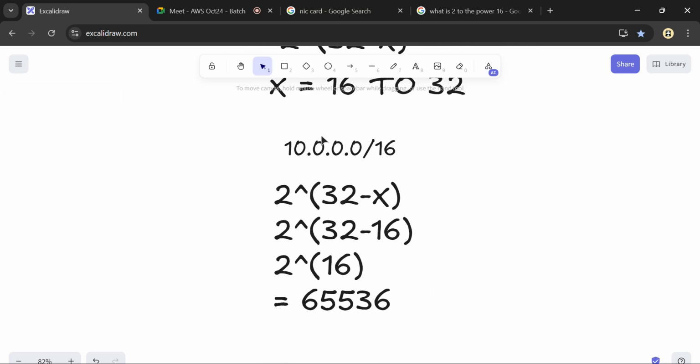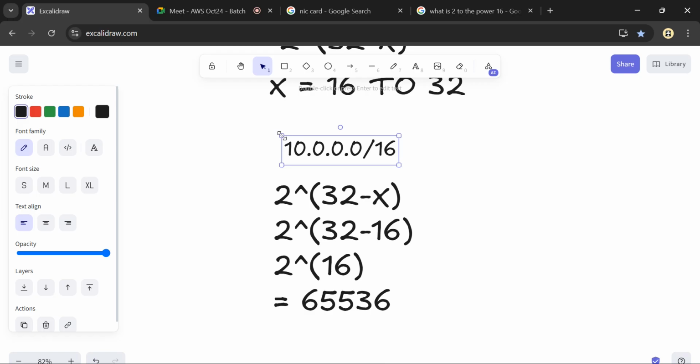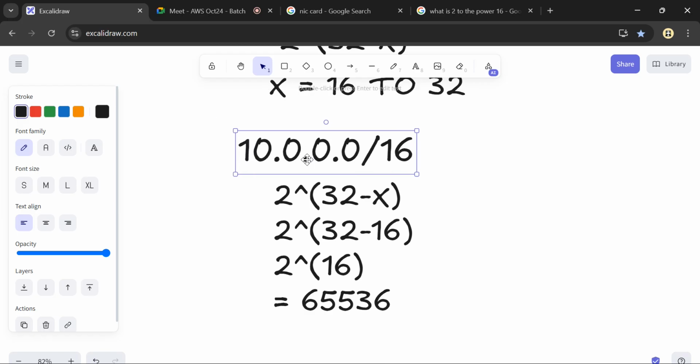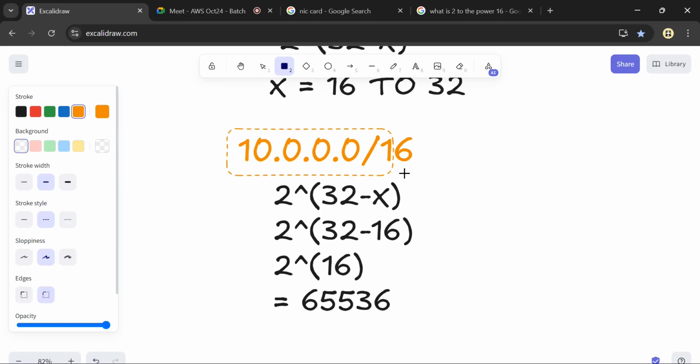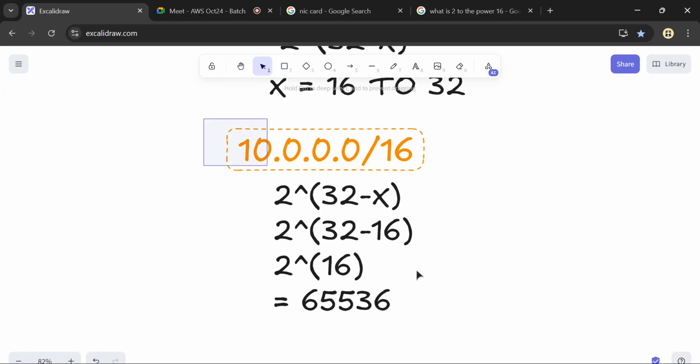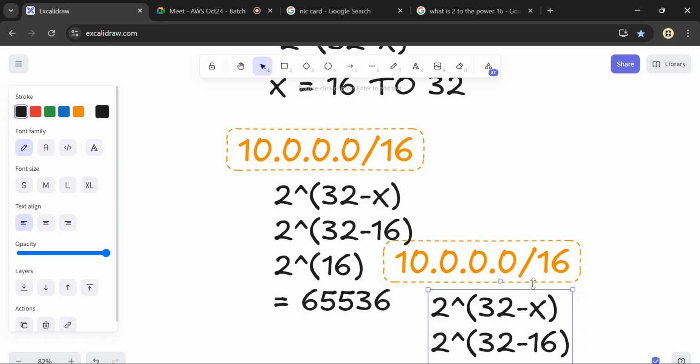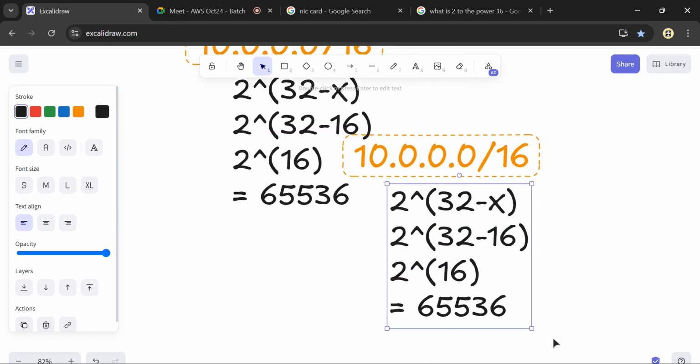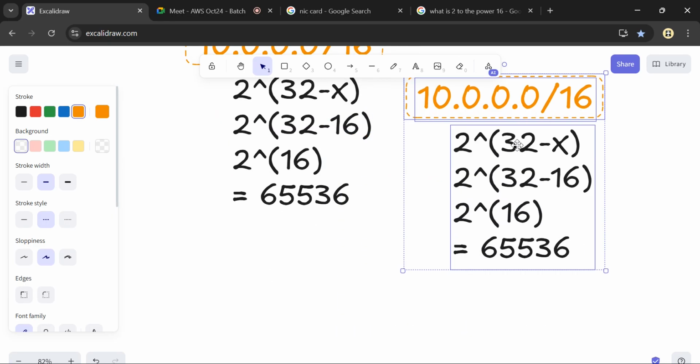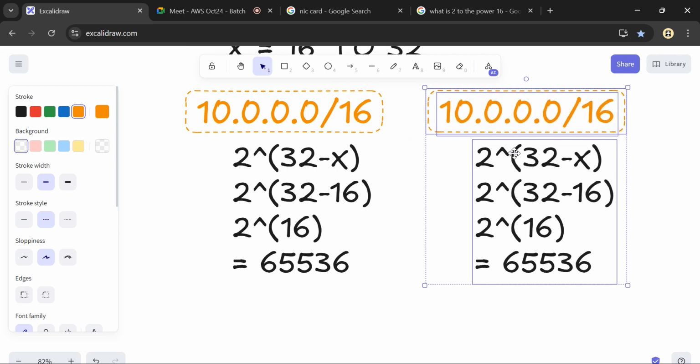So this is how you can calculate the number of IPs in a CIDR block. This is my CIDR block, and this is the calculation I have done here. Same way you can do it for other CIDR blocks as well. Now the reason I'm showing you this is because we will be needing this. We may need to do the calculation for VPCs.